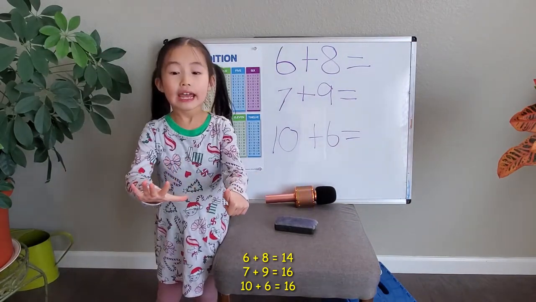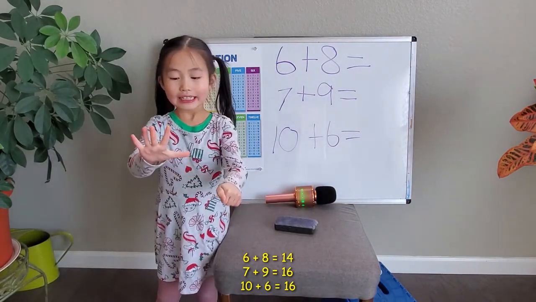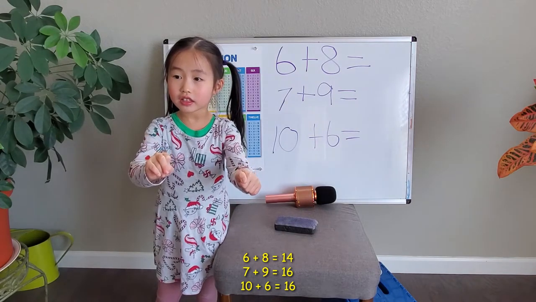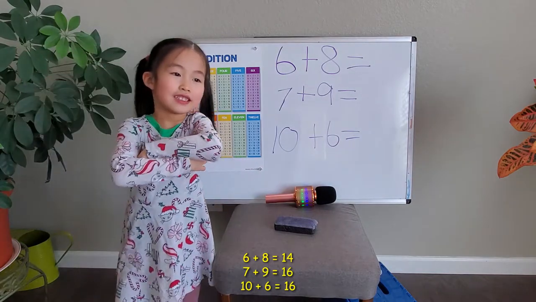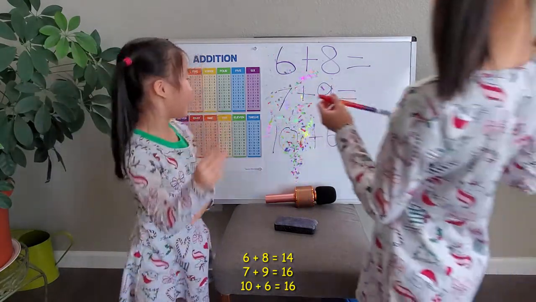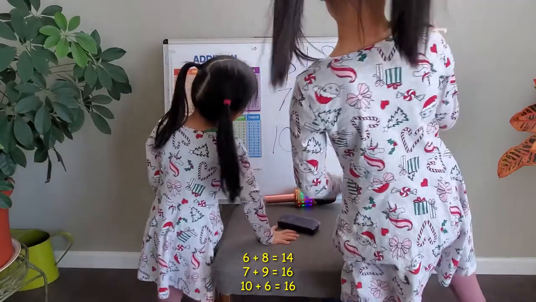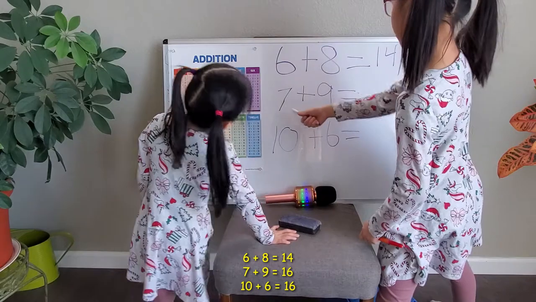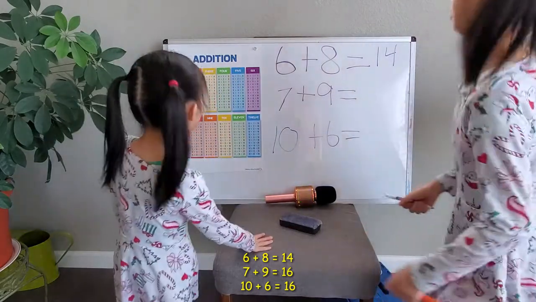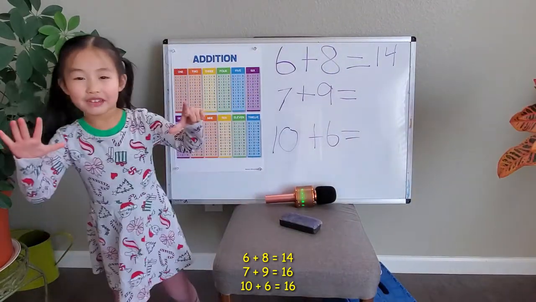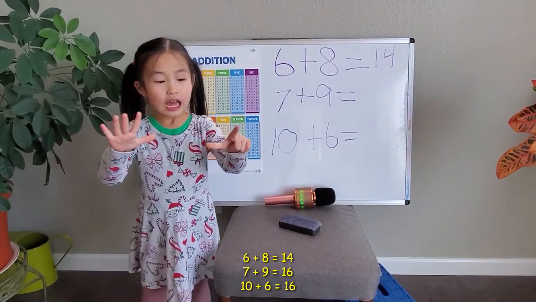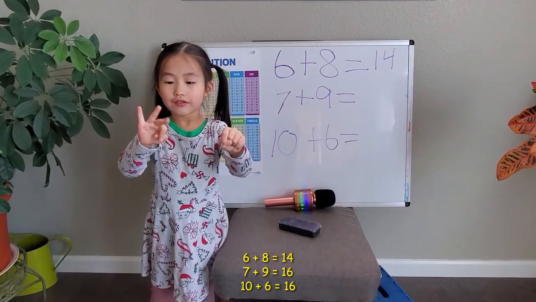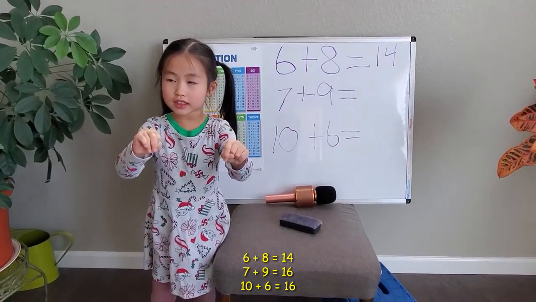6, 8, 9, 10, 11, 12, 13, 14. So, sum is? 14. Right. Now, do the next one. 7 plus 9. 7, 9, 10, 11, 12, 13, 14, 15, 16.